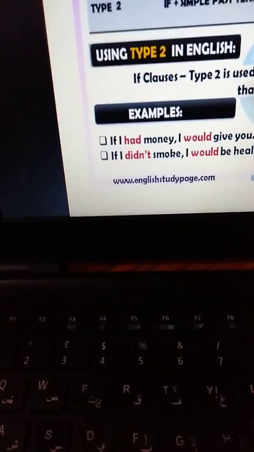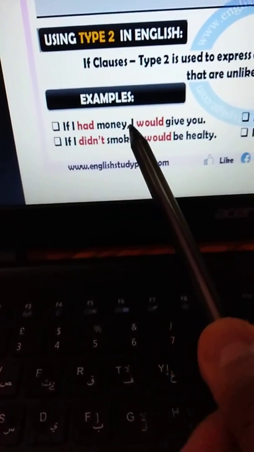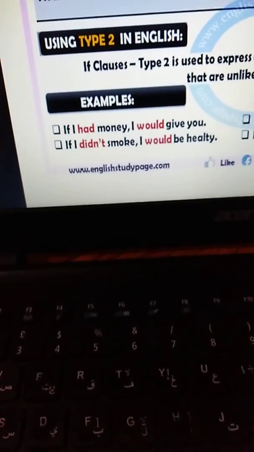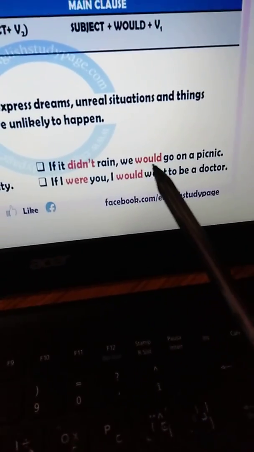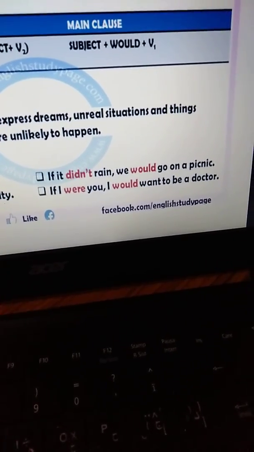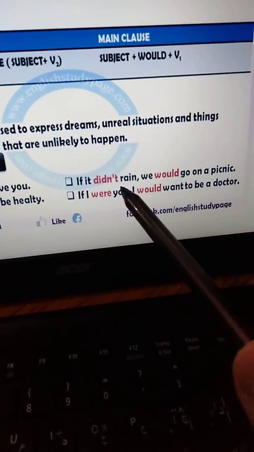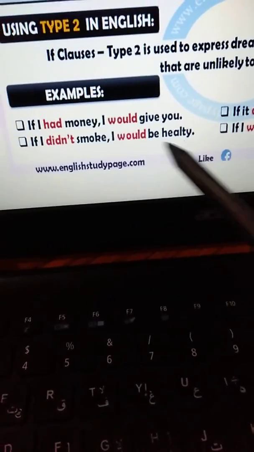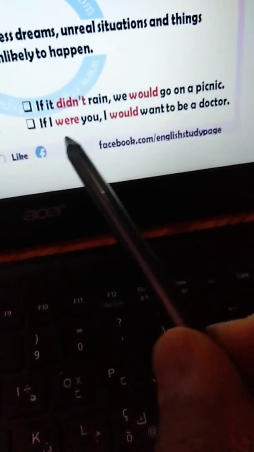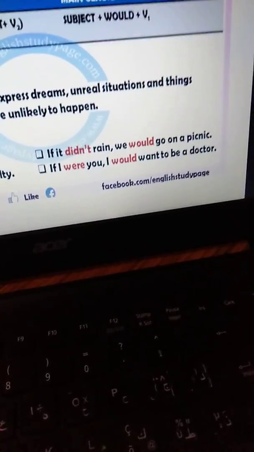Unreal. Examples. We are going to study examples. If I had money, I would give you. But I don't have money. Okay. If it didn't rain, we would go on a picnic. Right. But it rains. Okay, it rains. كطيح الشتاء. دونك كون ما كانش كطيح الشتاء كنا غادي نمشيو للرحلة. But if I didn't smoke, I would be healthy. But I smoke. Okay, in the present. If I were you, I would want to be a doctor. Alright, but I am not you. Alright. Let's work on these examples.